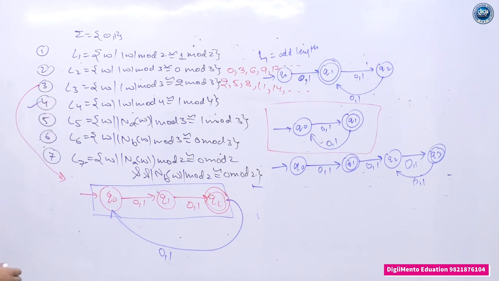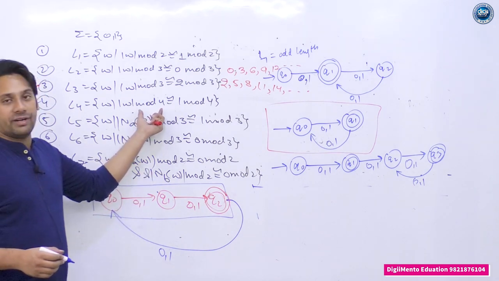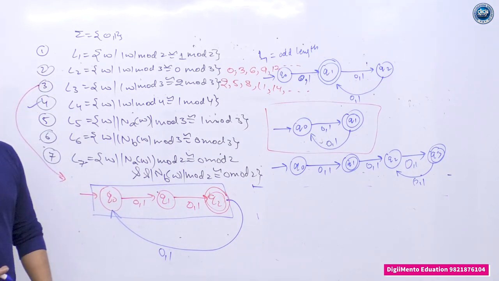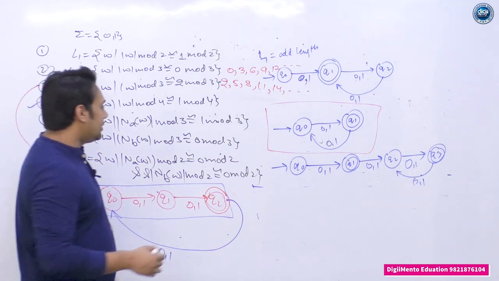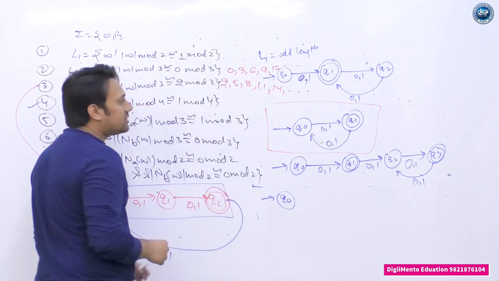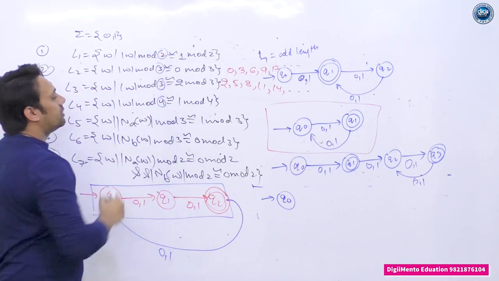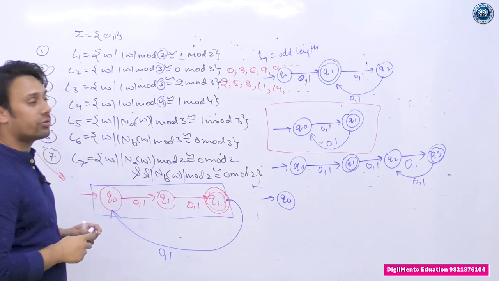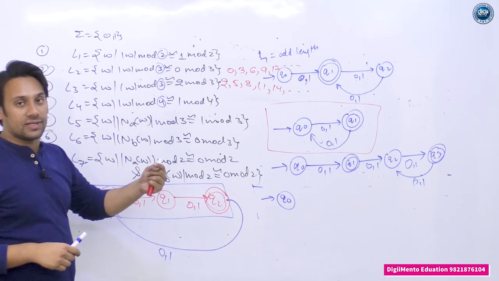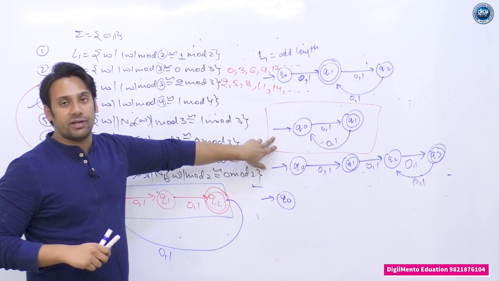Problem number 4 is also very very similar. What we are trying to say is, ki agar aap length ko 4 se divide karenge, so remainder should always be 1. So if you divide the length by 4, your remainder should always be 1, right? So this is the state q naught. Dekho, whatever number you have in the modulus here, the minimal finite automata is going to have that many states. Just like if we have mod 2, then in the minimal finite automata we have 2 states.